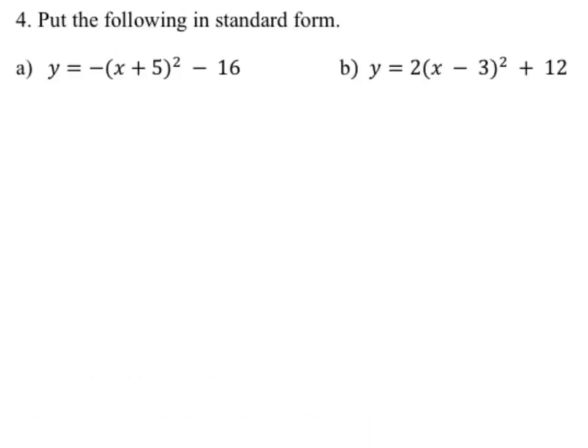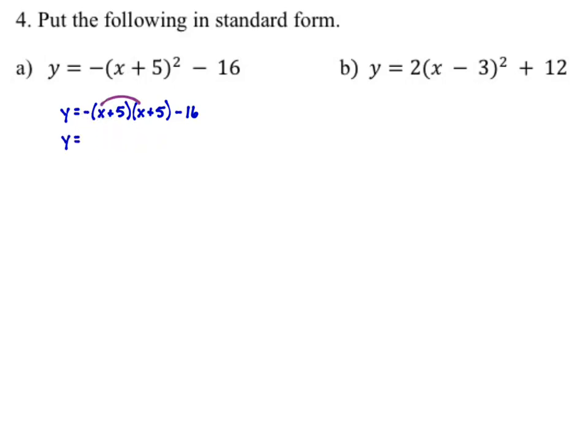It says put the following in standard form. These are pretty basic. These are pretty straightforward. To put it in standard form, remember standard form is y equals ax squared plus bx plus c. So what we need to do first is we need to expand our square. So we're going to expand that to say x plus 5 times x plus 5. And then we're going to multiply those two binomials first. Don't deal with the negative yet. Just multiply the two binomials.